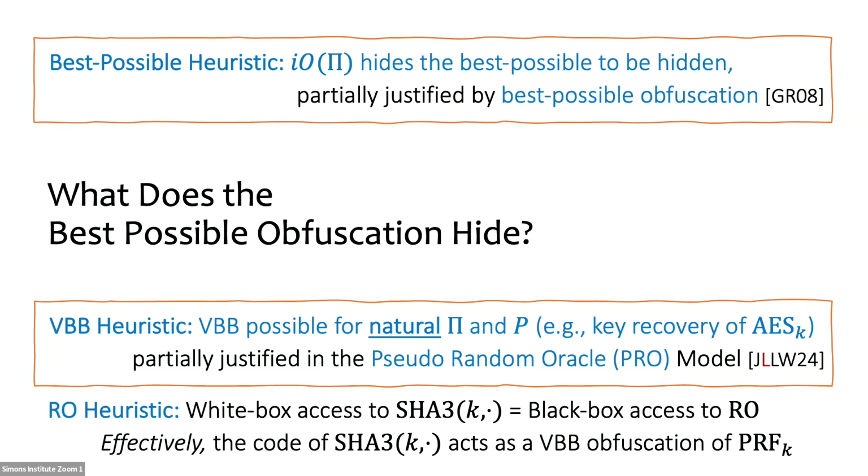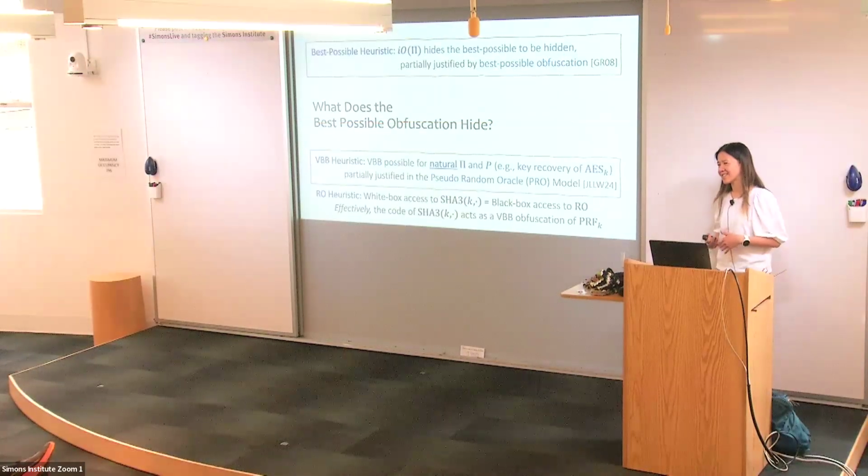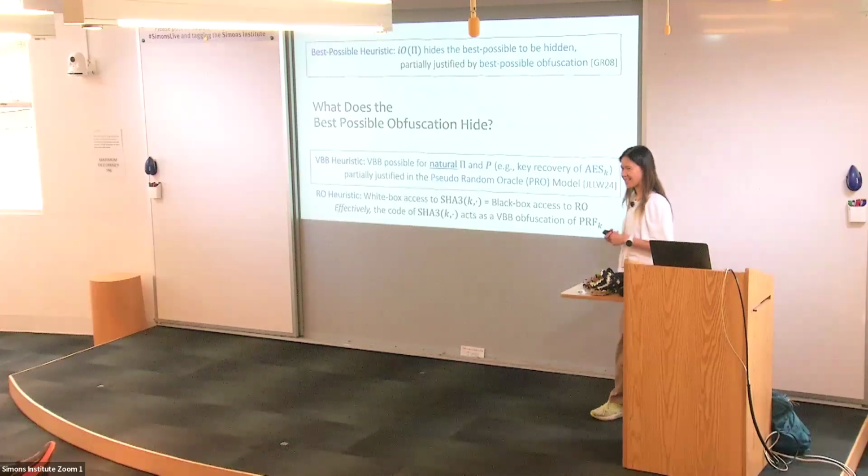Do you care here about the distinction between VBB and ideal, or you say VBB becomes shorter? We don't really care at this point. This random oracle heuristic effectively says that SHA-3 with prefix k is an ideal obfuscation of a PRF.